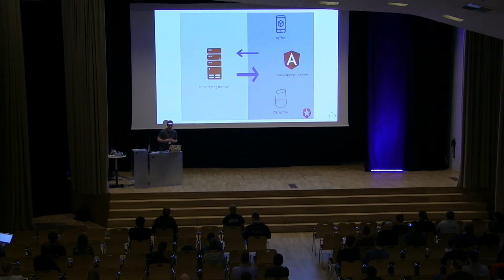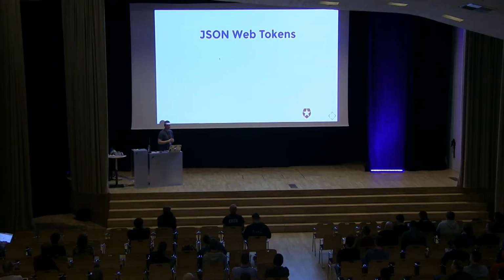But how do we ensure that our Angular application talking to our backend API can do so in a secure manner, in a way that we trust these requests, and we can transmit private data back and forth? And the answer to that is JSON Web Tokens.